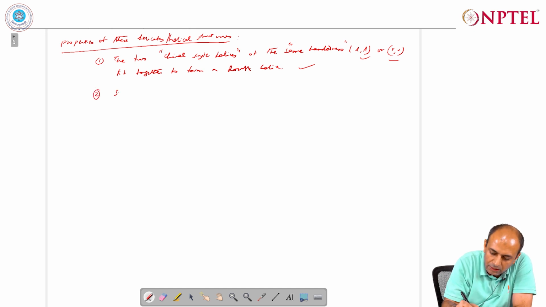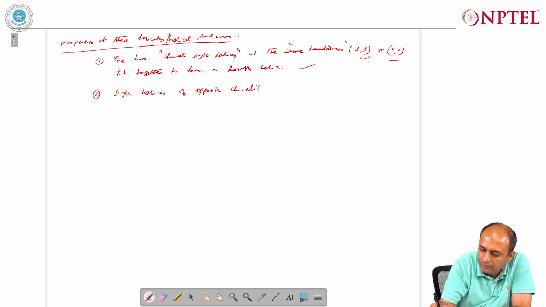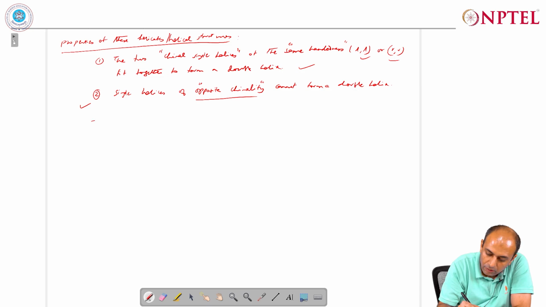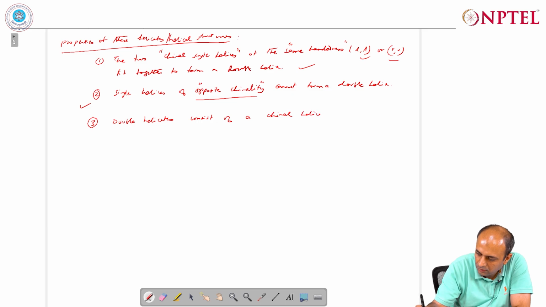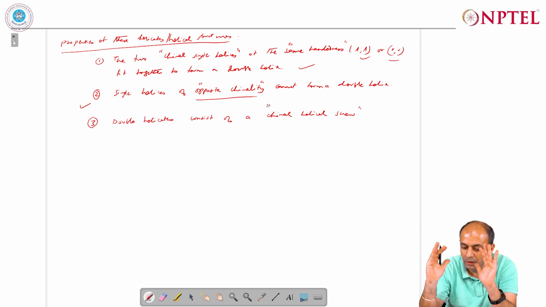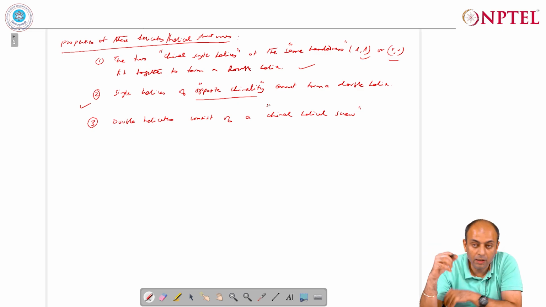So number 2, it can now be concluded that single helices of opposite chirality cannot form a double helix. So this is what follows, that when we have the opposite chirality, they cannot form a double helix. However, the double helicates which we have now formed consist of a chiral helical screw. So the double helicates are themselves chiral, and once you have a chiral arrangement, you can draw the non-superimposable mirror image of this double helicate. So these do exist as chiral entities. These do exist as chiral helices of opposite handedness.